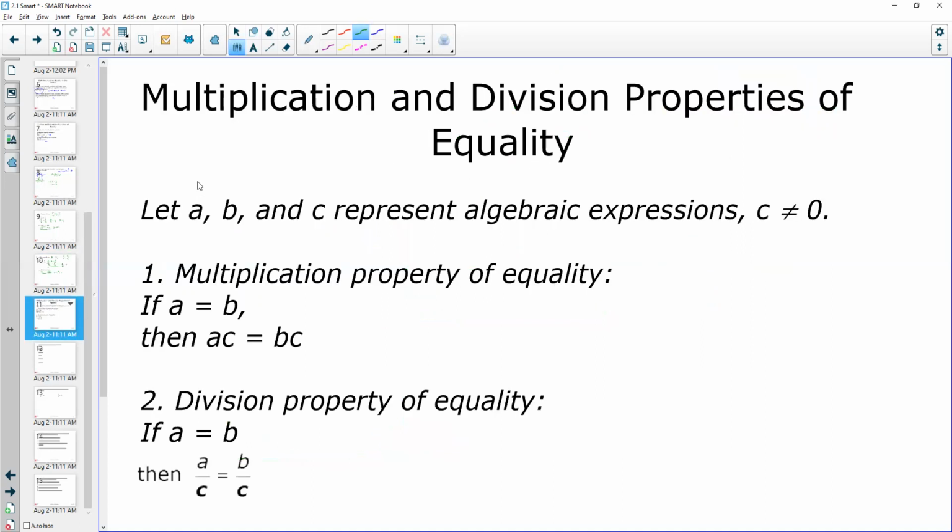All right, the last two rules are the multiplication property of equality and the division property of equality. They are the same rules. What they say is if I multiply an equation by the same thing on both sides, or if I divide an equation by the same thing on both sides, it's still true. So we're going to use that to our advantage. Remember that we use the inverse operation. So if something's being multiplied, we adjust it with division. If something's being divided, we adjust it with multiplication.